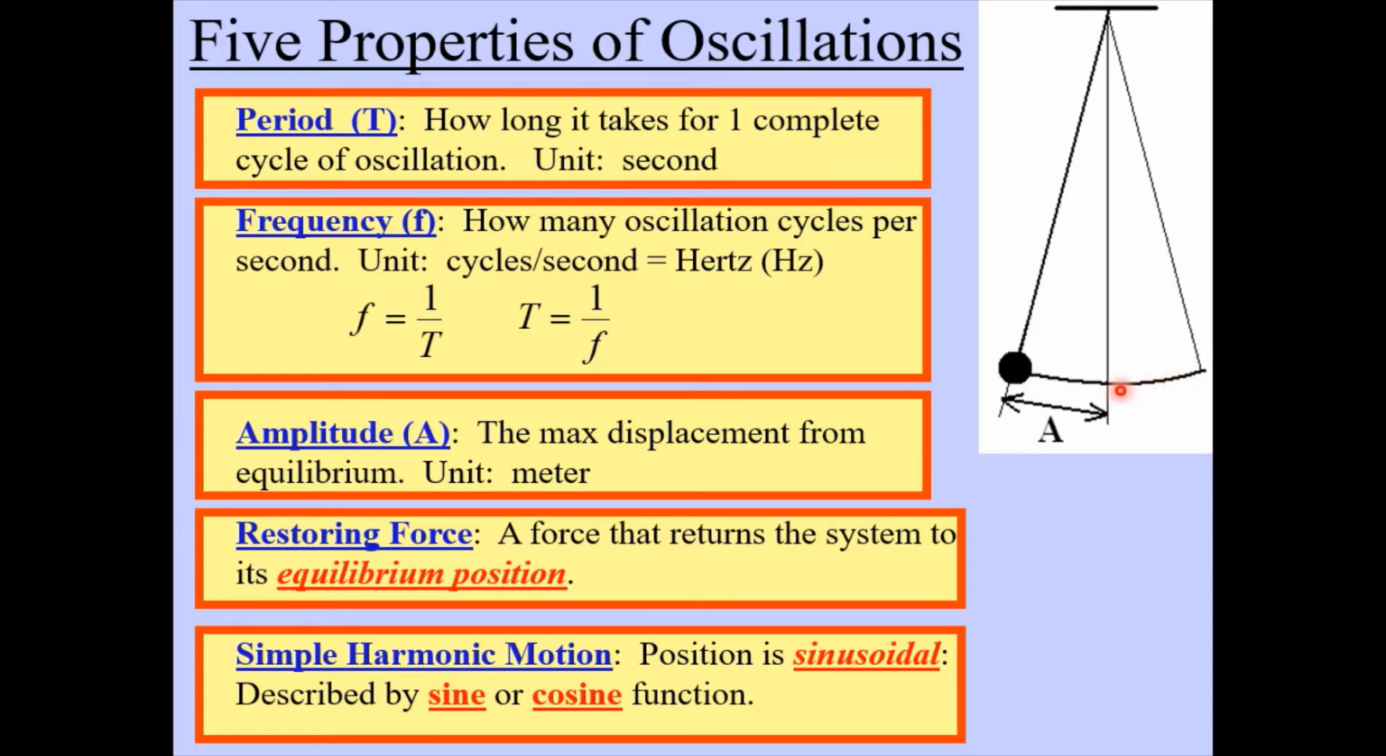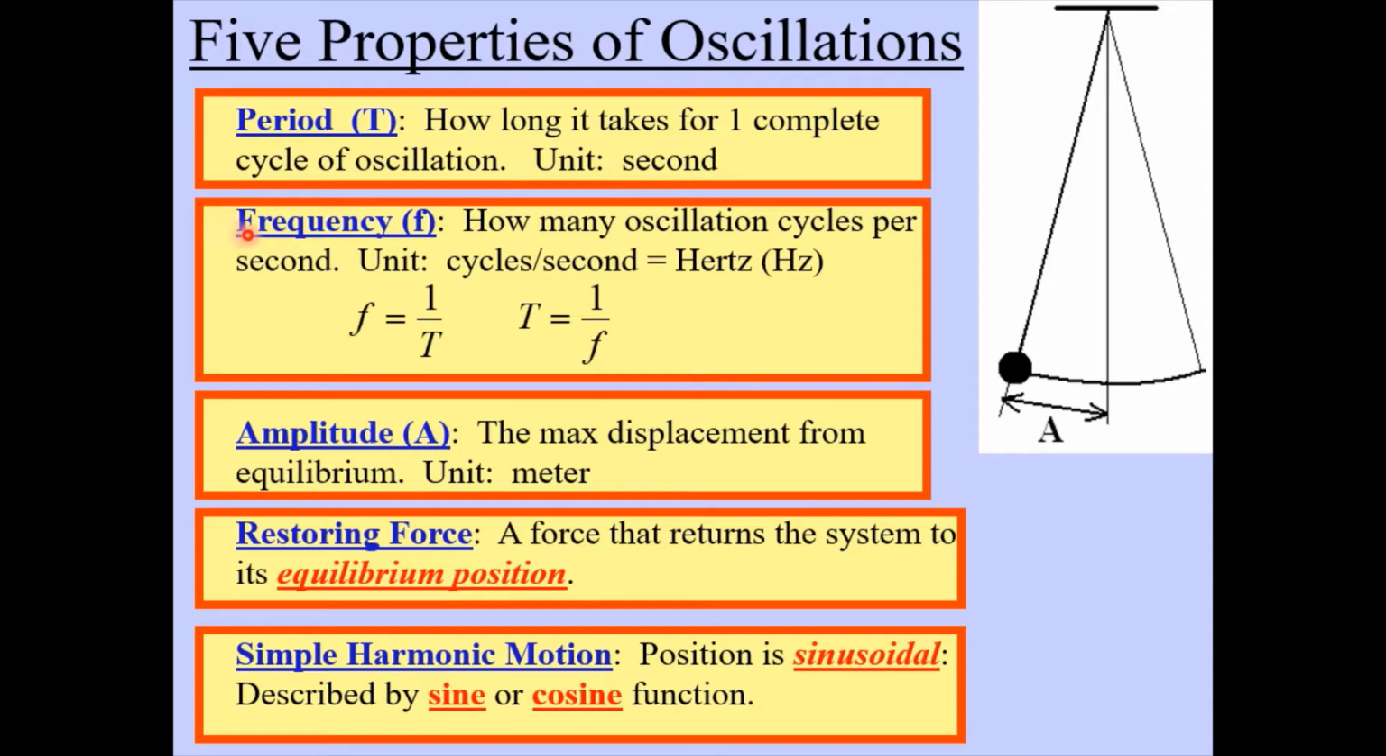It has to still come back and get back to this point here. So the amount of time it takes for the pendulum to go all the way to the right and all the way back to the left is 1 period. And we could measure that, for example, with a stopwatch. The frequency is how many oscillation cycles per second there are.